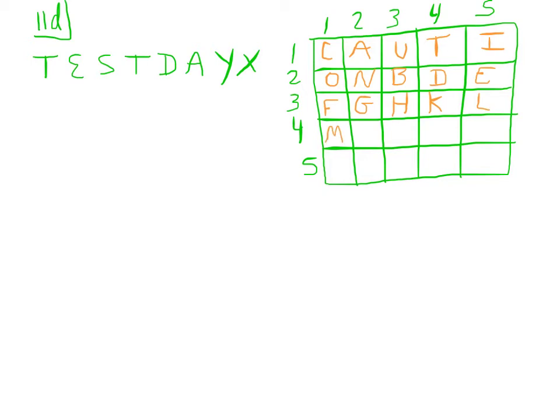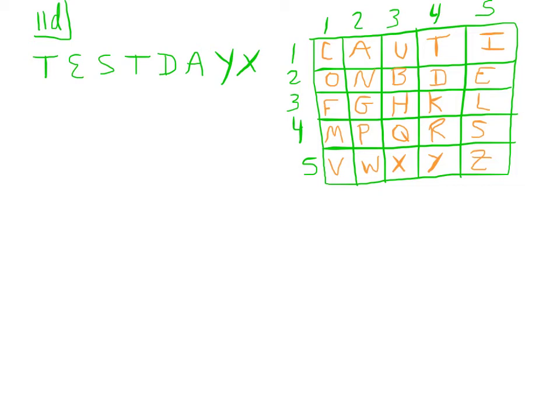N is already in my keyword. O is already in the keyword, so I go on to the letter P, Q, R, S. T and U are both already in the keyword, so I skip those and I go on to V, W, X, Y, Z.